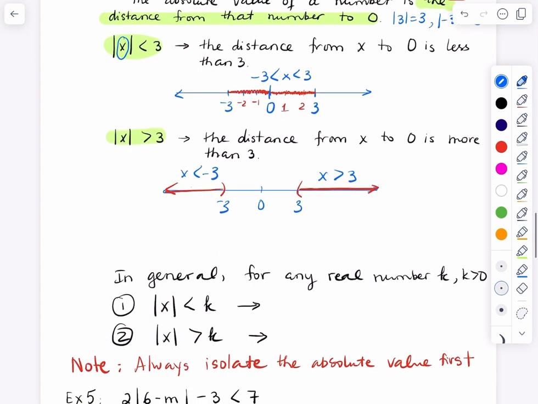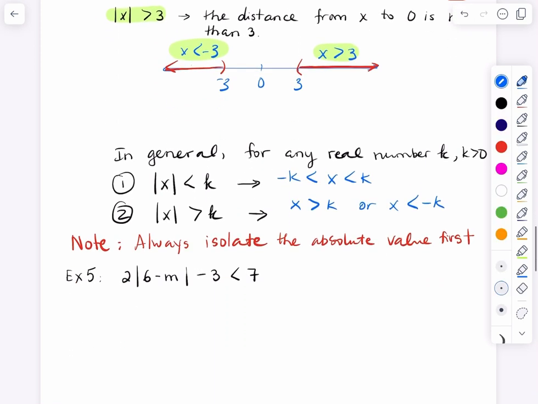So in general, for any real number k, where k is greater than 0, absolute value of x is less than k. That means x has to be between negative k to k. So it looks very similar to what we came up with up here, where x is between negative 3 to 3. And then absolute value of x is greater than k. That means there could be two intervals, where x has to be greater than k or x has to be less than negative k, just like what we came up with here, x is less than negative 3 or x is greater than 3.